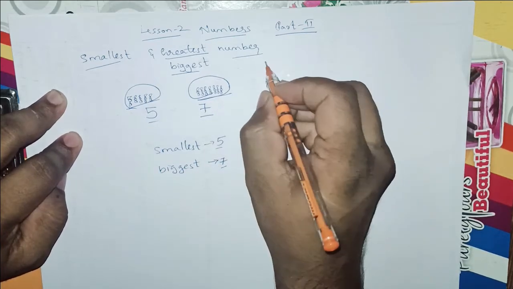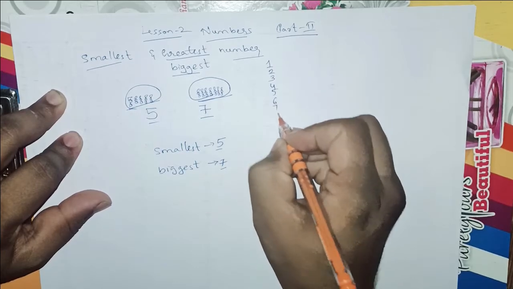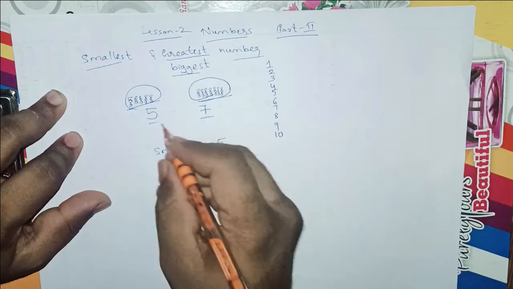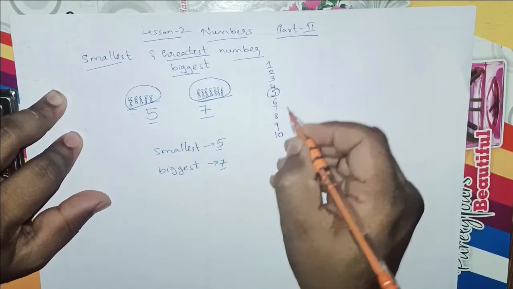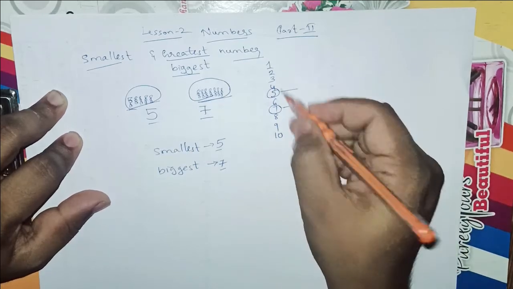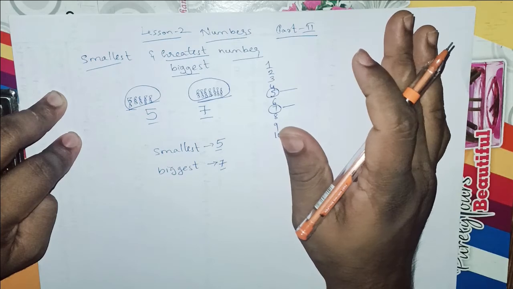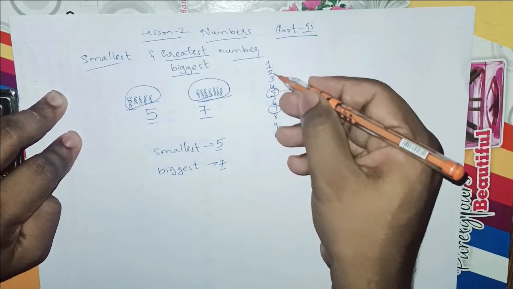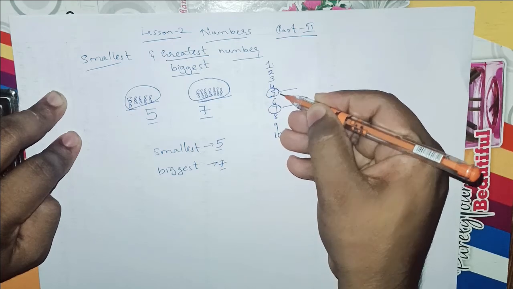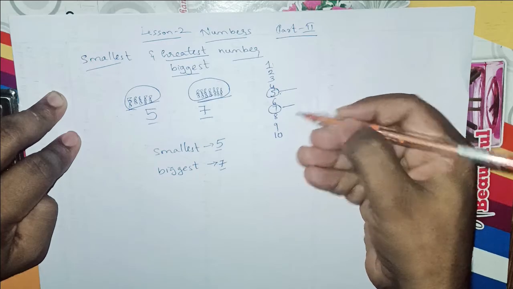The second way is that you can write the numbers. Now point out the numbers given here. 5 is given and 7 is given. Here the number which comes first will be the smaller one. So here 5 is coming first, so this is the smallest one. The number which comes next will be the biggest one. Okay, understood?